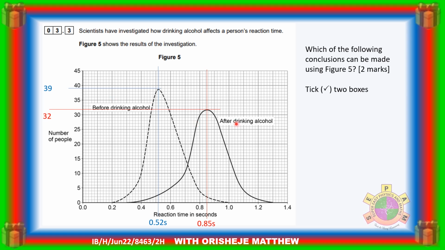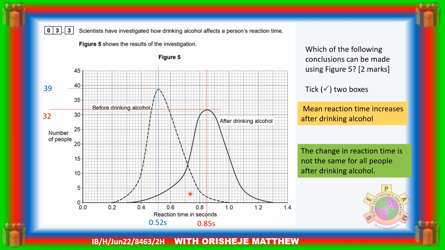So what conclusion can we draw here? One, the mean reaction time increases after drinking alcohol. And also, the change in the reaction time is not the same for all the people after they drink alcohol. Some people react faster, so it does not necessarily affect them, but the majority of the people were affected. Like 32 people were grossly affected.